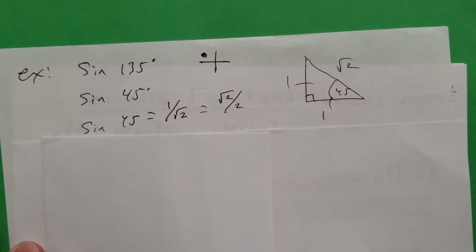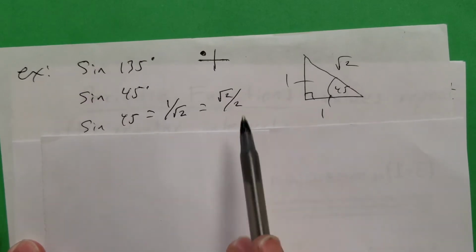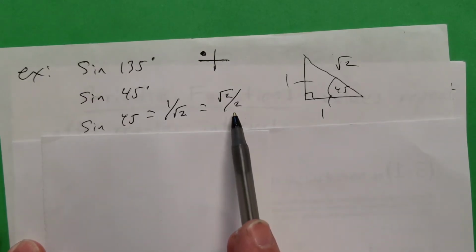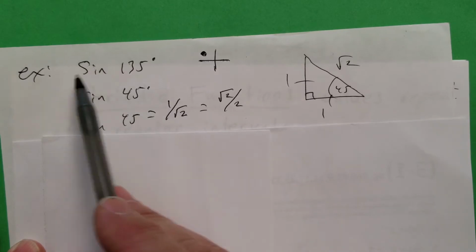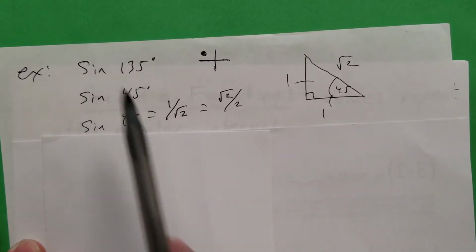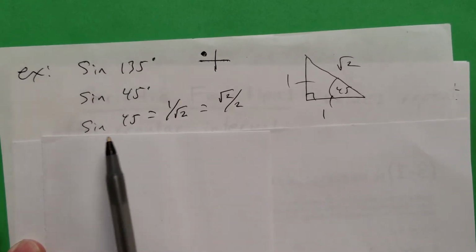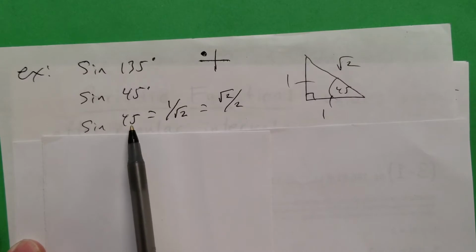Now, I got it. I'm done. That's the answer. Wait, I thought we were looking for sine of 135. That's the point. The sine of 135 is the same as sine of 45, except maybe the sign, positive or negative.